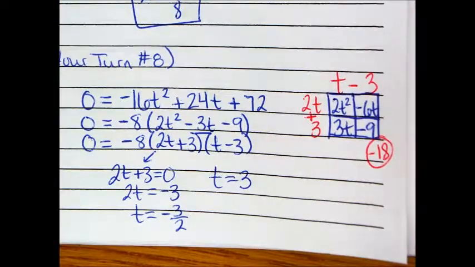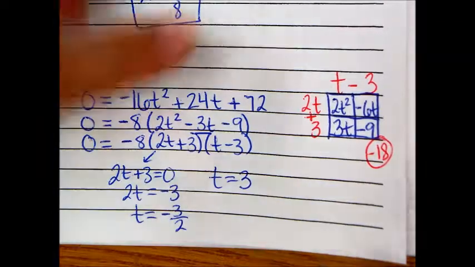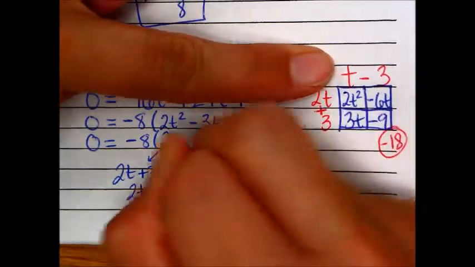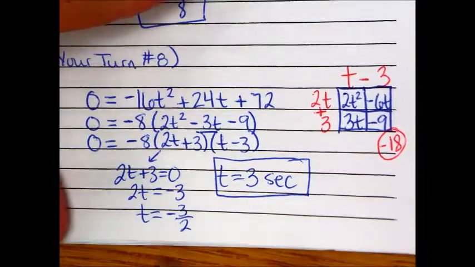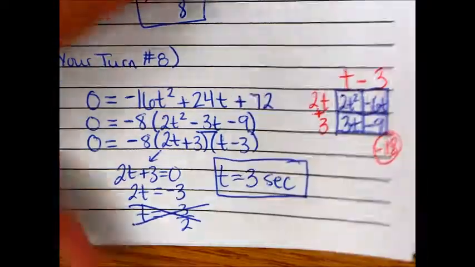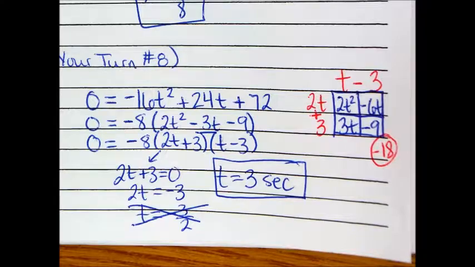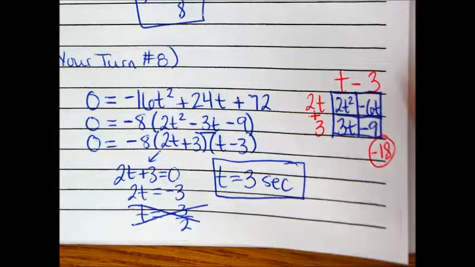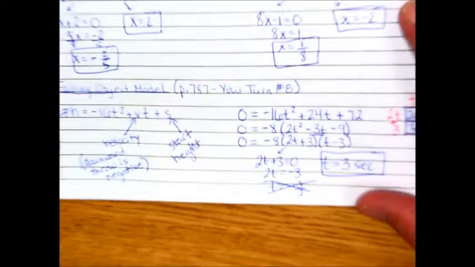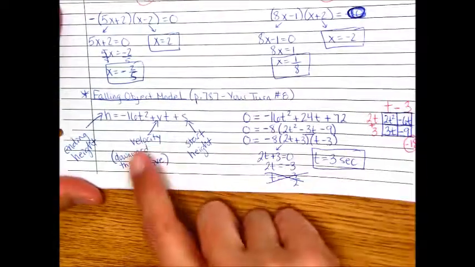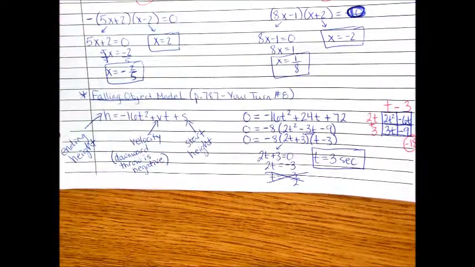So again, go back to the question. The question is, how long does it take the rock to hit the ground? 3 seconds is a reasonable answer. Negative 3 over 2 seconds, not reasonable. So be realistic when you're answering your questions, and you should be totally fine on your word problems as long as you use this falling object model and plug everything in correctly.